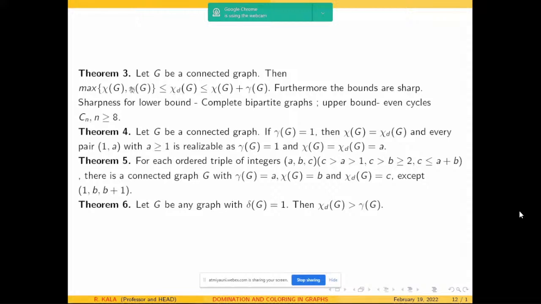So the better lower bound is the maximum of these two. So maximum of chi of G comma gamma of G, that is the lower bound for chi d. And of course, this is a very large upper bound.